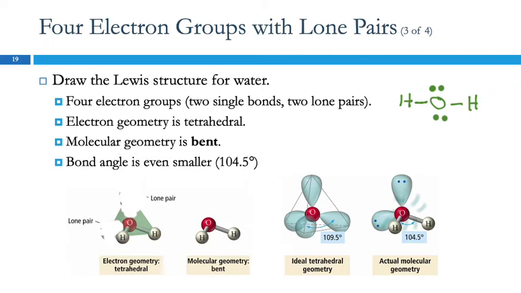And again, the angles are affected. So perfect tetrahedron, angles would be 109.5. Here with water, we have 2 lone pairs, as opposed to ammonia's 1 lone pair. And so the bond angle between the atoms is going to get even less. There it's 104.5. Any questions?